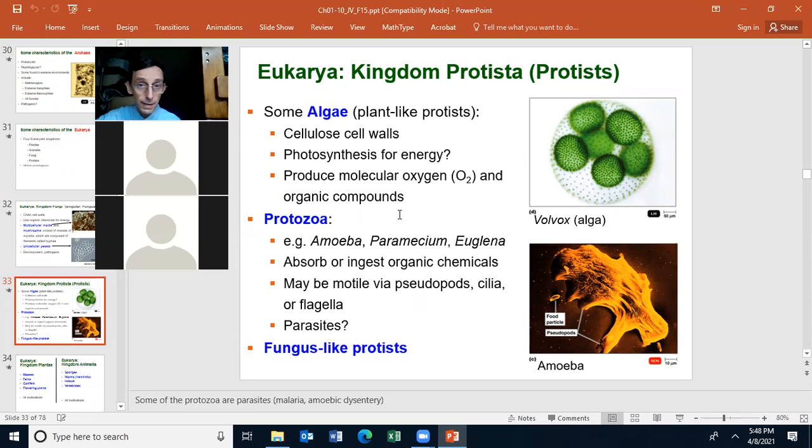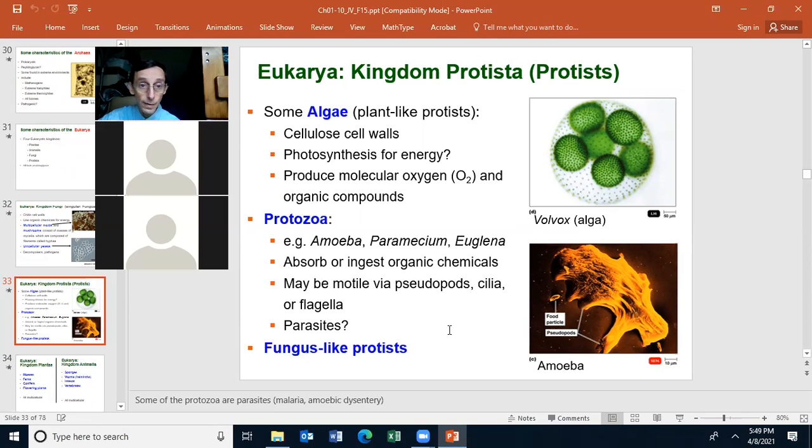And then there's the animal-like protists. Those are the protozoa, including the amoeba, the paramecium, the euglena. All of these organisms absorb or ingest organic chemicals from outside, like right here, that can close up from the pseudopods and be incorporated inside, and then the organism can ingest that food on this side. The protozoa may be motile with the pseudopod, shown here, cilia, which actually this organism has, and flagella.